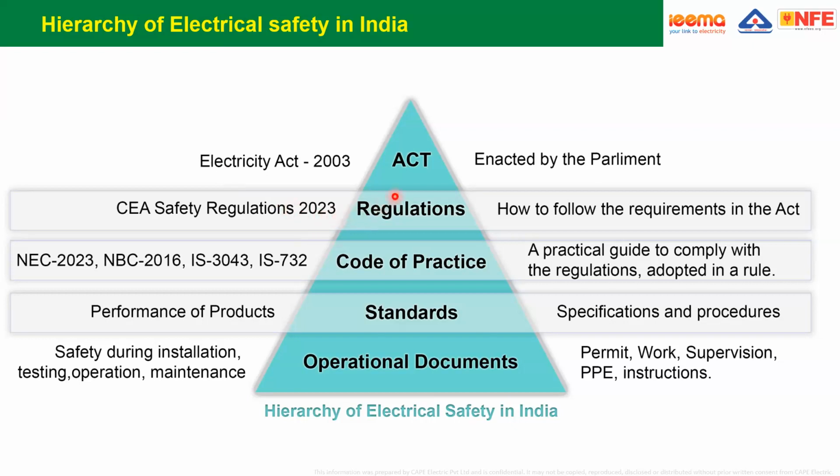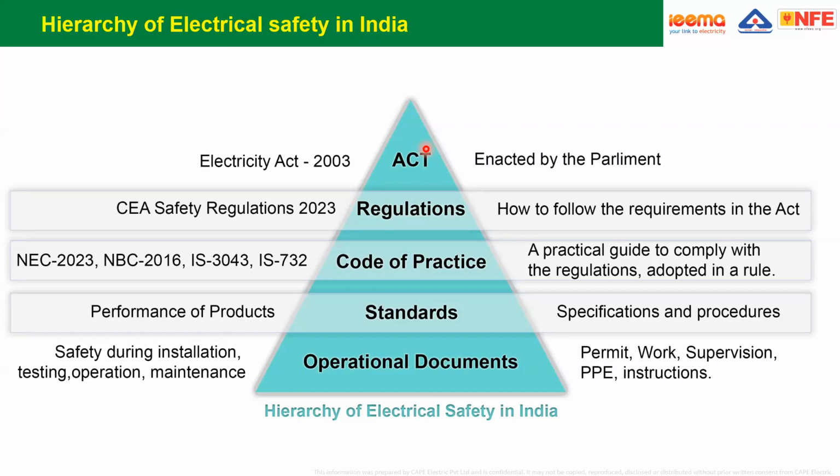Now, if you look at the hierarchy of electrical safety, at the top we have the Electricity Act 2003. According to the Act, the regulations are made by the Central Electricity Authority, and the regulations are called the Measures Relating to Safety and Electric Supply Regulations 2023. As I said, it was gazetted on June 8th, but it officially came out to our hands on June 15th.